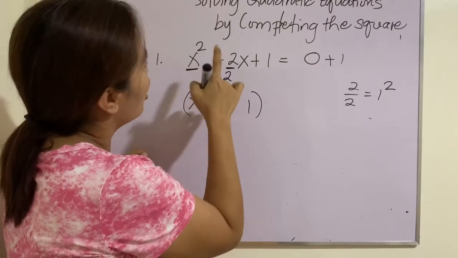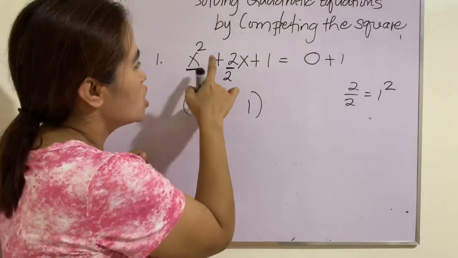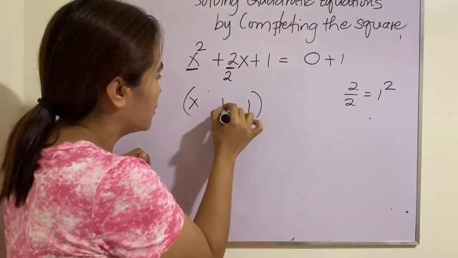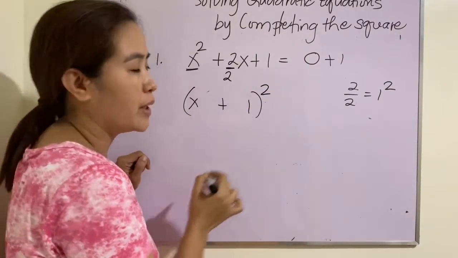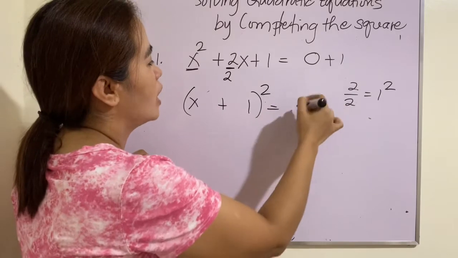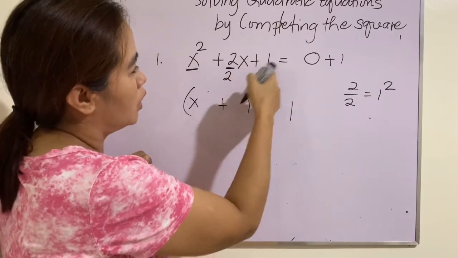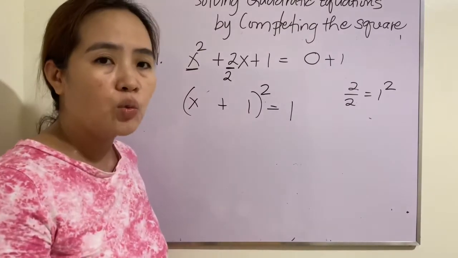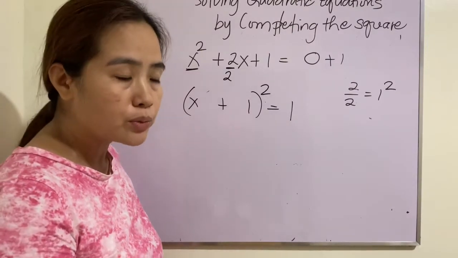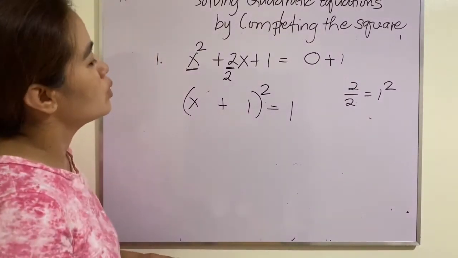Copy whatever the sign of the middle term is. So this one is positive, you copy positive. And then you put square. Okay? And then is equal to 1. If you add 1 here, you need to add also 1 to the other side so that the equation will not change its value. Okay, now how do we solve it?